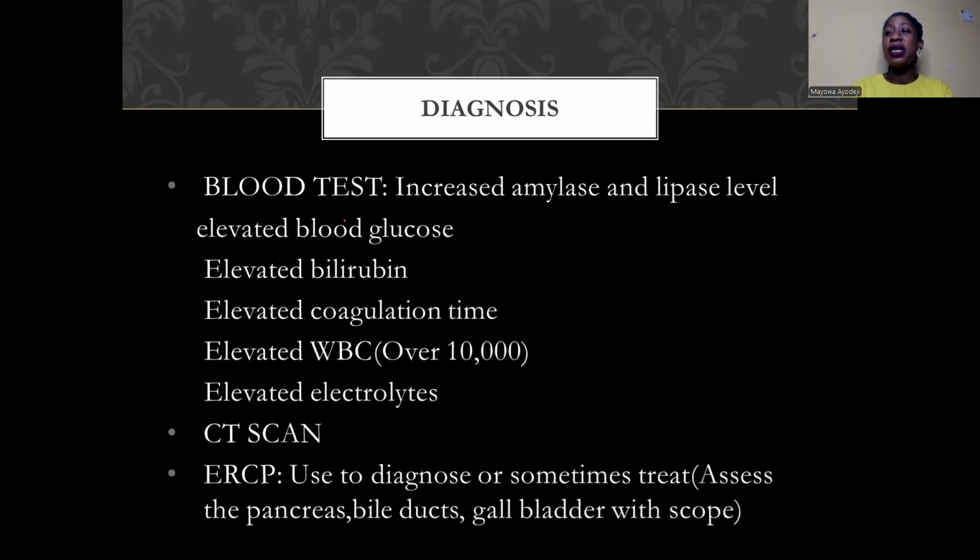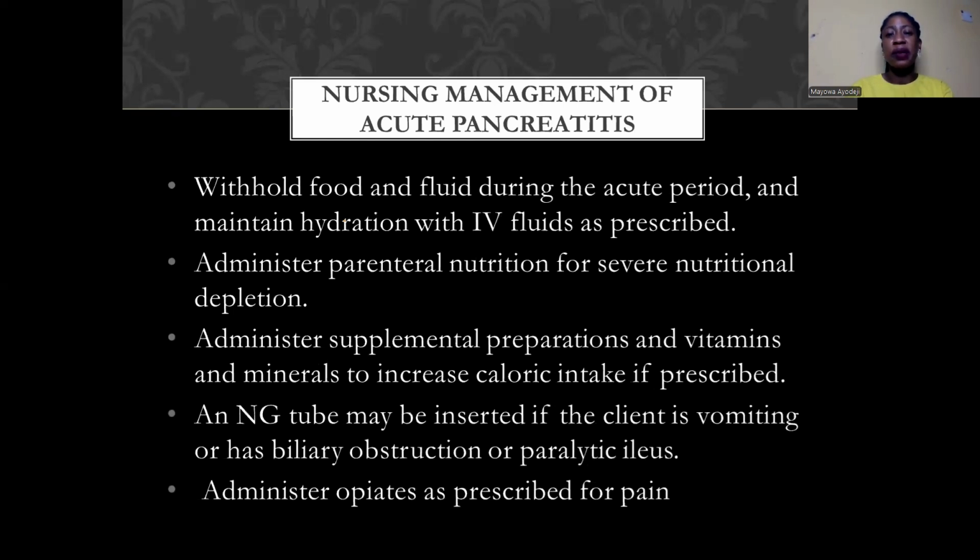Then there's something we call ERCP, endoscopic retrograde cholangiopancreatography. We use this particular ERCP to diagnose pancreatitis. You can read more about it. And sometimes it can be used to treat pancreatitis. So they assess the pancreas, bile duct, and gallbladder with a scope. Now, let's go to nursing management.